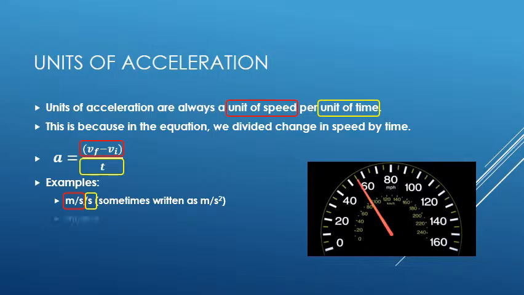Another example of acceleration might be miles per hour per second. The first part is miles per hour. We learned that that is a unit of speed divided by, or per, a unit of time, once again seconds. Usually the last one is seconds because things usually accelerate in a matter of seconds. Another example might be kilometers per hour per second. Once again, kilometers per hour is a unit of speed per seconds, which is a unit of time. So each of these is a unit of speed per unit of time.